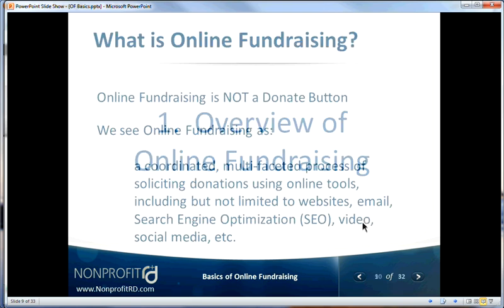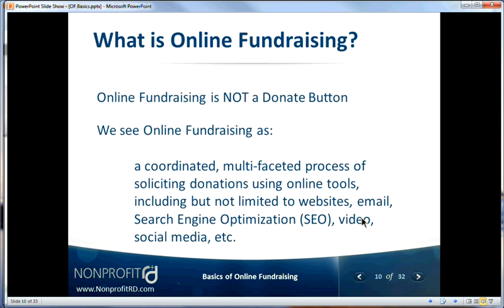So first of all, a quick overview of online fundraising, just to make sure we're all on the same page. So what do we mean by online fundraising? My first thing that I tell folks is online fundraising is not a donate button. Just because you have a donate button and a donation form on your website, that is not online fundraising. We see online fundraising as a coordinated, multifaceted process, soliciting donations using online tools, including websites, email, search engine optimization, video, social media, etc. It's doing a lot of things, all for a single purpose of raising more money. But it is not a donate button. It is actually a lot of actions that we're going to try and coordinate together.